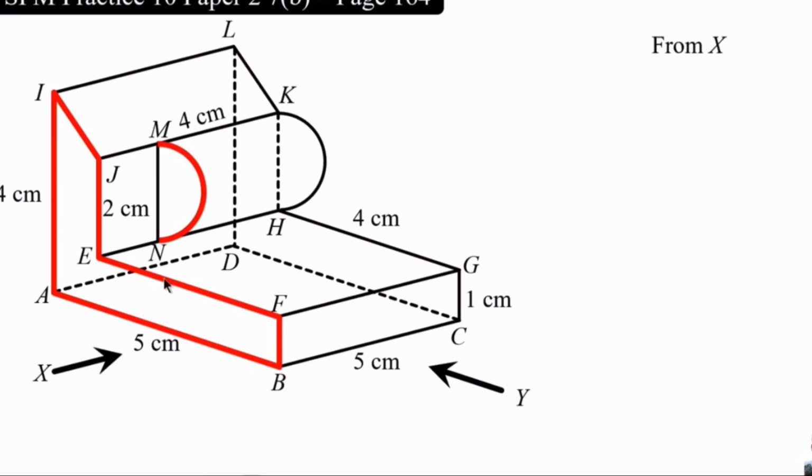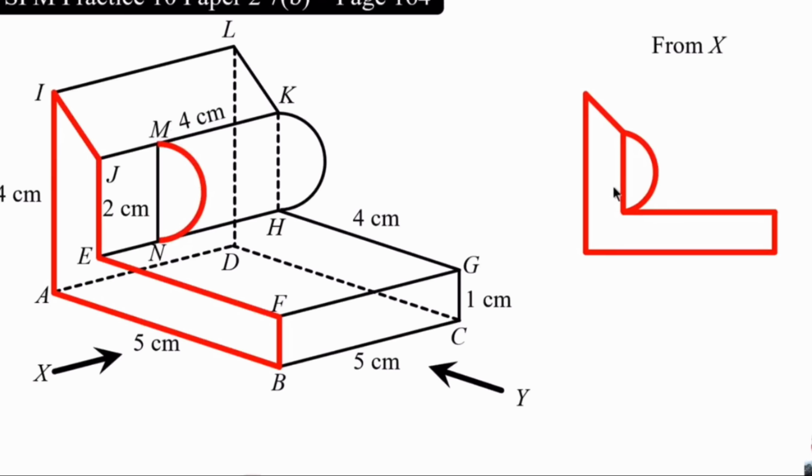Okay, radius is half of the diameter. So with the radius, 2 divided by 2, because diameter is 2 times the radius. So you will get radius 1 centimeter. So you draw a semicircle like this. Okay, looks like this. So the radius is 1 centimeter, right?